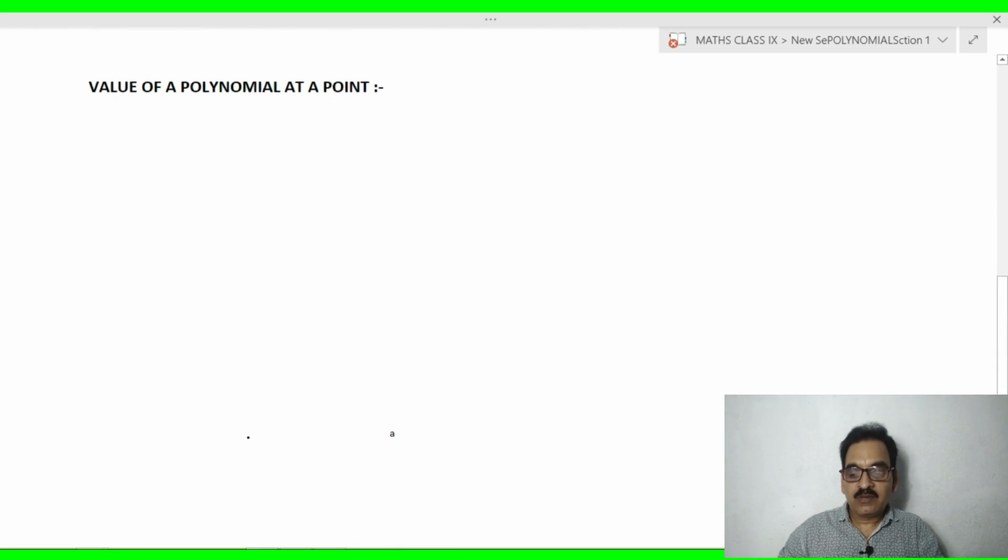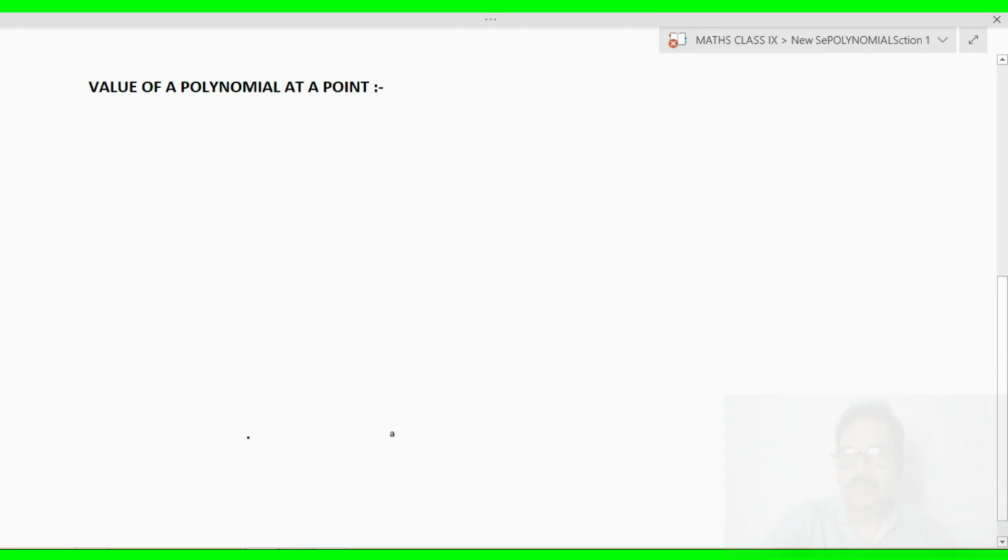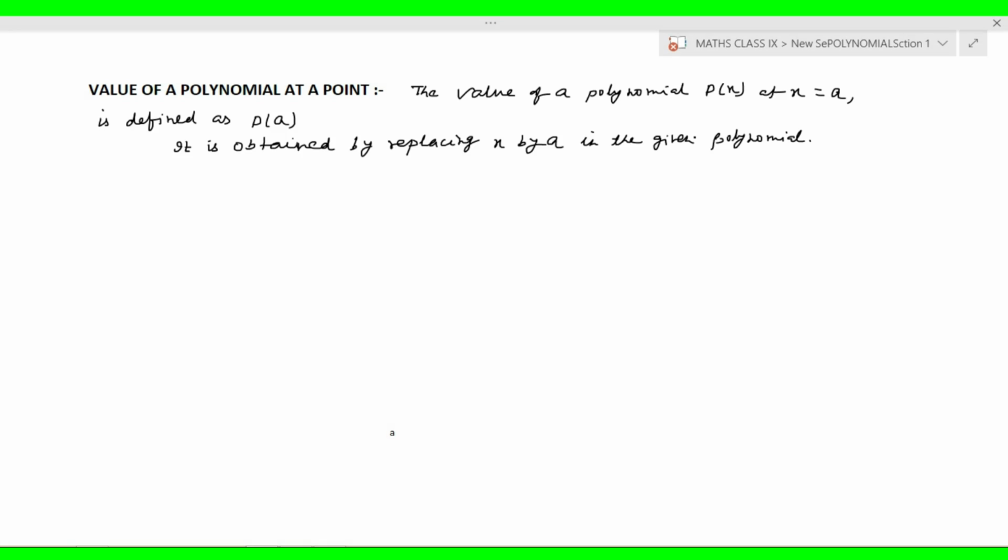Value of a polynomial at a point. So the value of a polynomial p(x) at a point x equal to a is defined or denoted by p(a). And how can it be obtained? It is obtained by replacing x by a in the given polynomial.